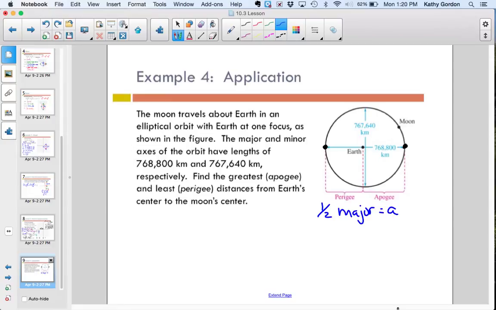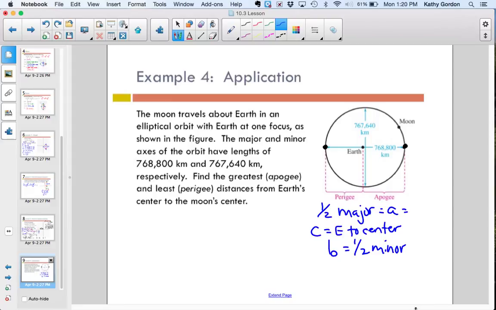C. And we know B. So that's easy, solve for B. And we can figure out B by doing what? Half of the minor. Okay, so what is half of major?